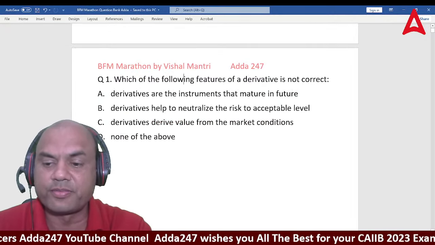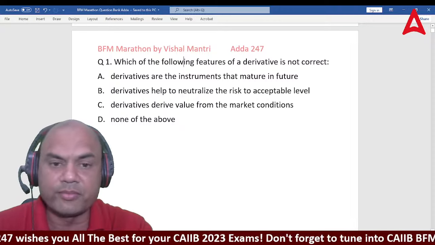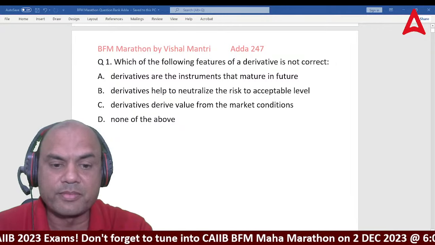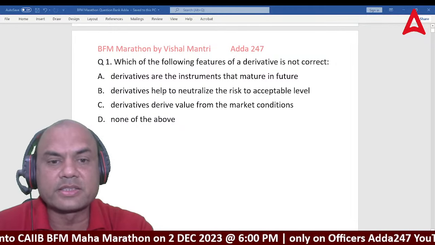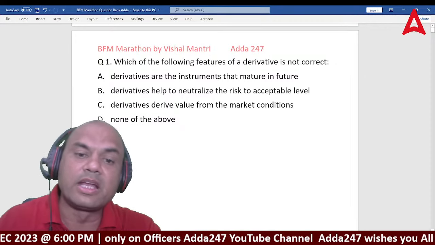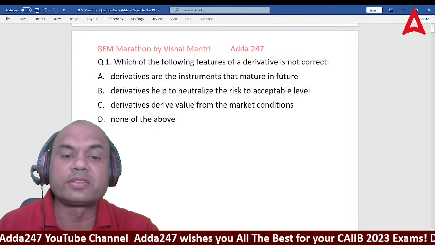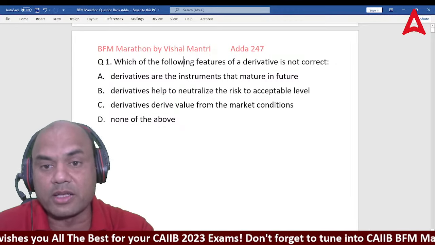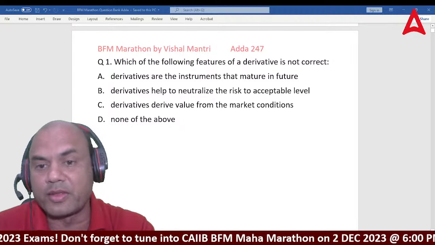The first question is: which of the following features of the derivative is not correct? Derivatives are instruments that mature in future. Derivatives help to neutralize the risk to the acceptable level. Derivatives derive value from the market conditions. And none of the above. Now we want not correct. Remember, in the exam you have to always focus on what is required.